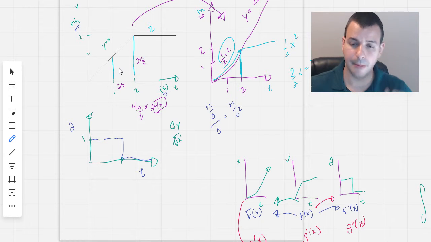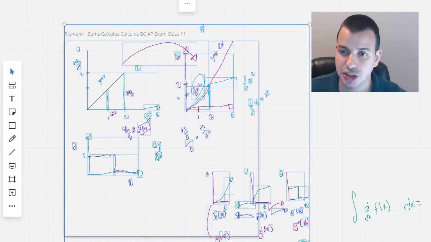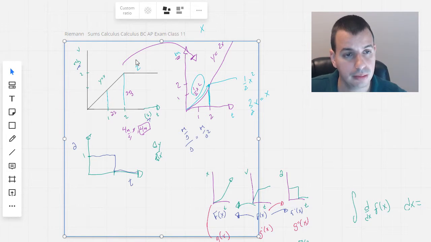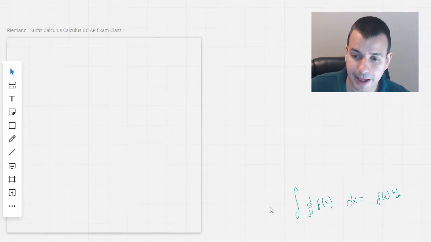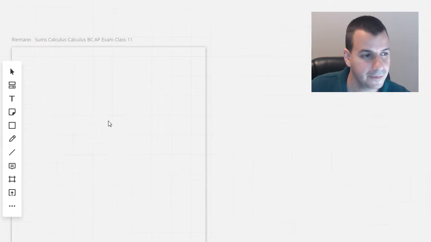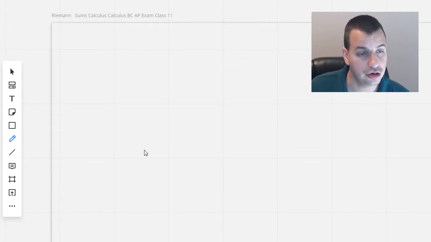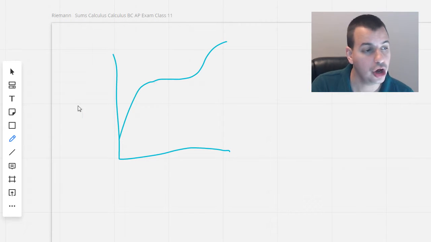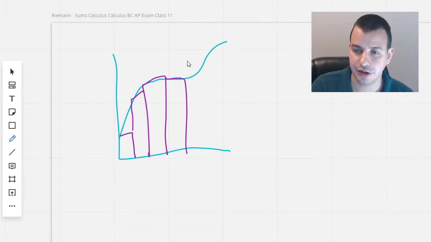Okay. Step back. So the idea of a Riemann sum is just a way of finding area under the curve. A Riemann sum is basically a whole bunch of boxes that you use to find the area under the curve. So if you have a curve that looks something kind of like this, a Riemann sum would then be calculating the areas of these boxes to approximate the area under the curve.